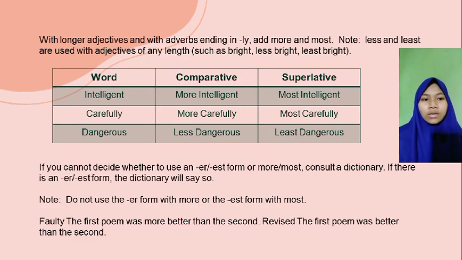With longer adjectives and with adverbs ending in ly, more and most, or less and least, are used with adjectives of any length, such as bright, less bright, least bright. For example, the word intelligent: comparative more intelligent and superlative most intelligent. Carefully: comparative more carefully, superlative most carefully, and so on. If you cannot decide whether to use an er or est form or more or most, consult a dictionary. If there is an er or est form, the dictionary will say so.